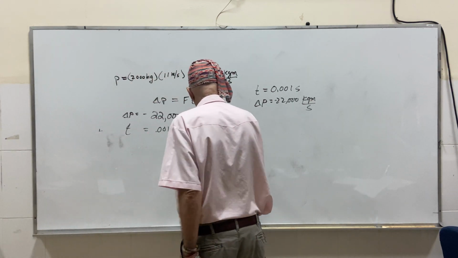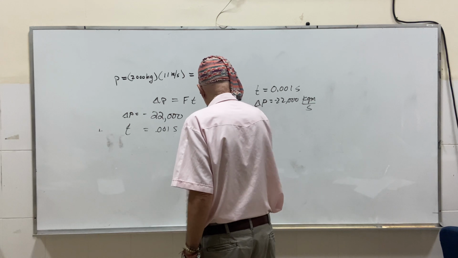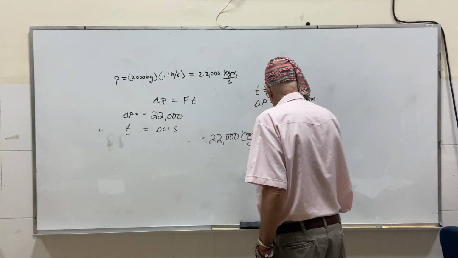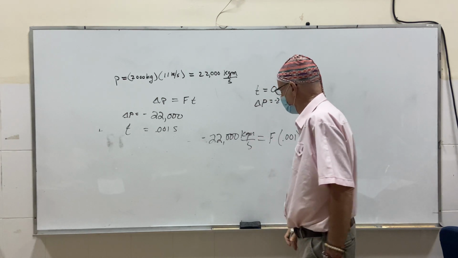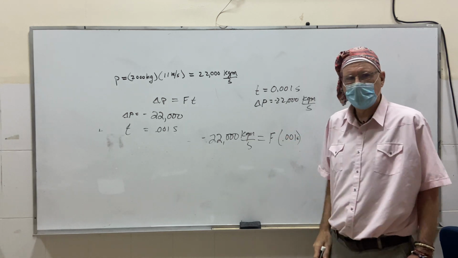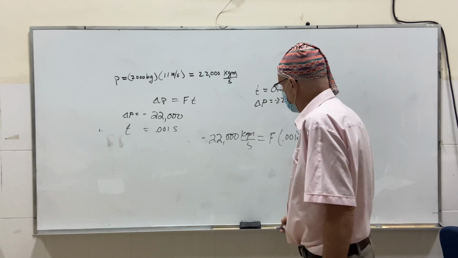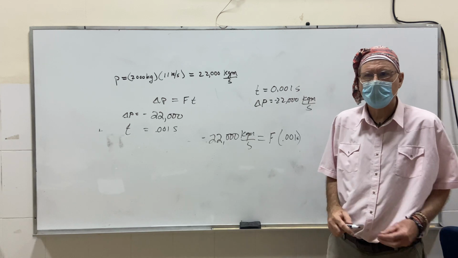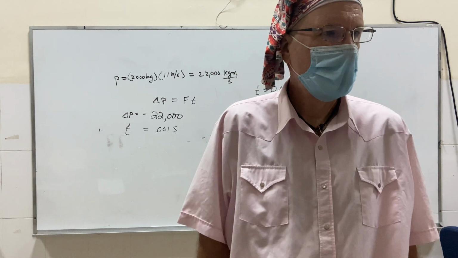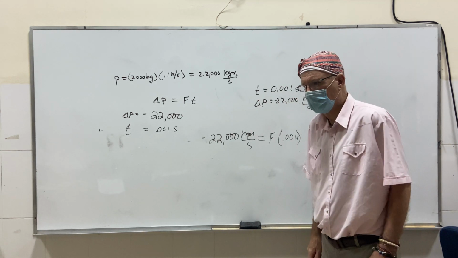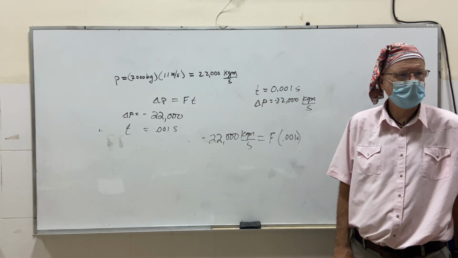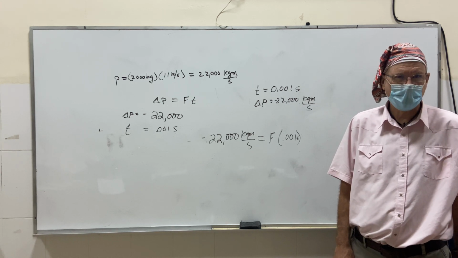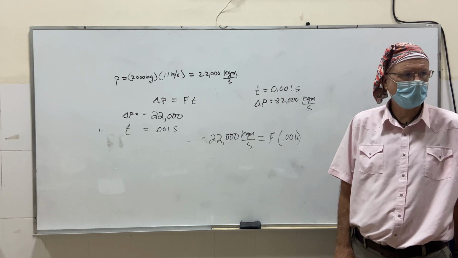So, we have 22,000 kilogram meters per second equals F times 0.001 seconds. What's F equal? What is 22,000 divided by 0.001? Hope you don't need a calculator. It's called base 10. What you guys have done with slide? 22,000 divided by 0.001.